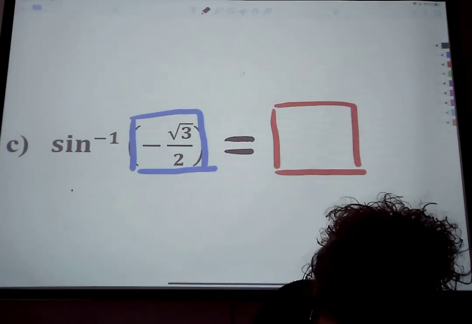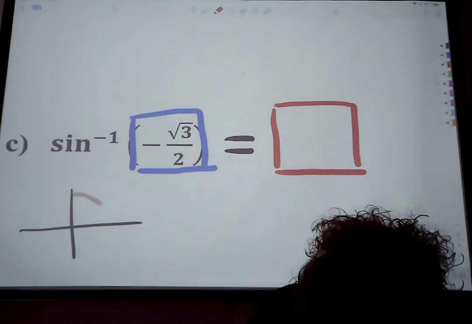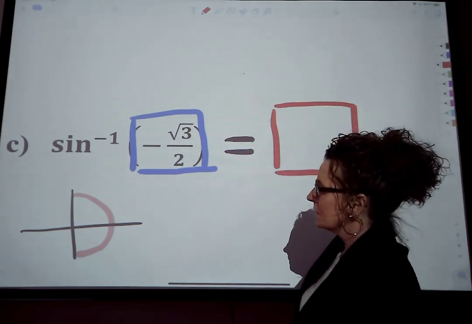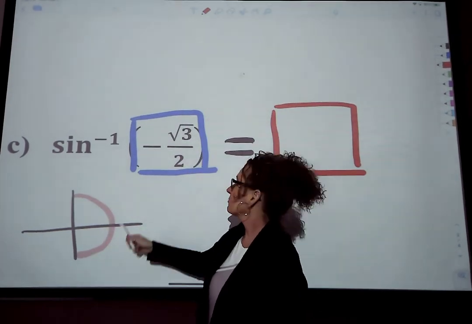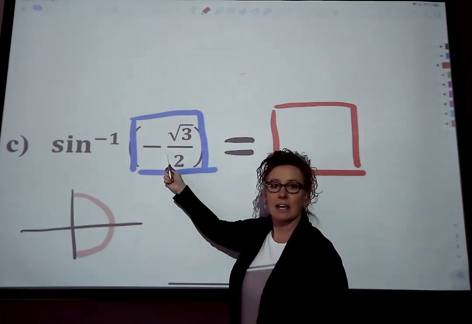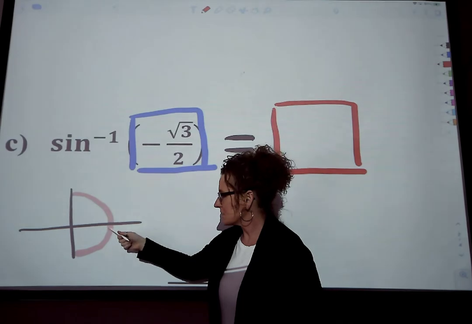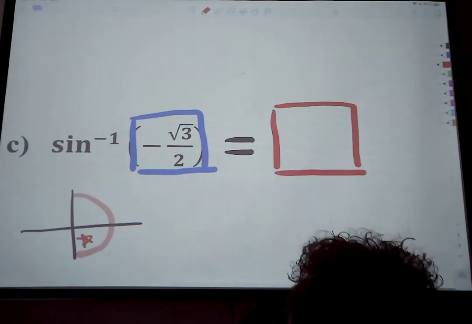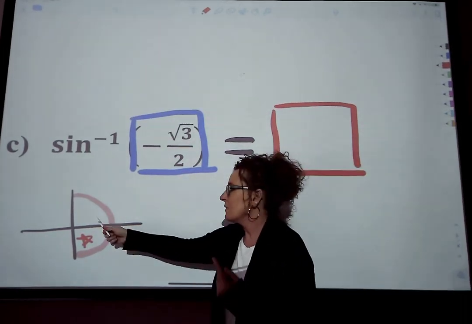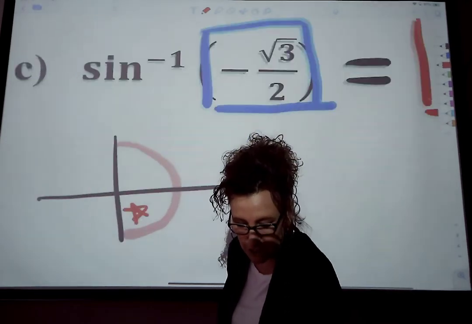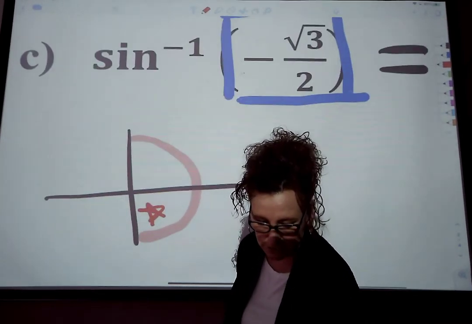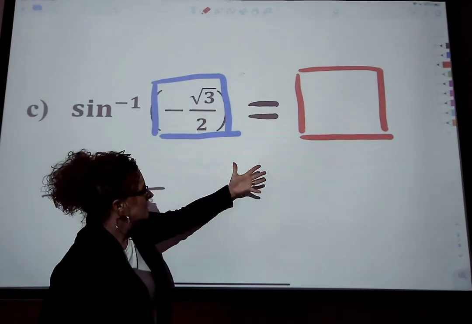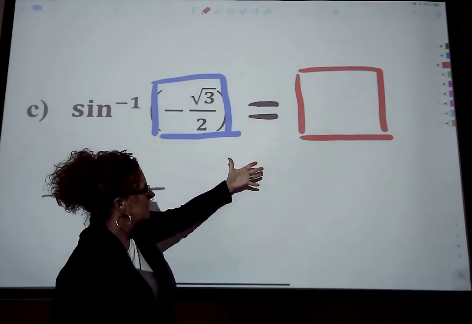Next one. Sine inverse. You're limited. This type of problem, we're limited to these two quadrants. My sine fraction is negative. Where are sine fractions negative? Here. So let me figure out what my reference angle would be first, and then we can figure out what the angle is in quadrant 4. So, radical 3 over 2. Ready? Sine radical 3 over 2. Here we go.